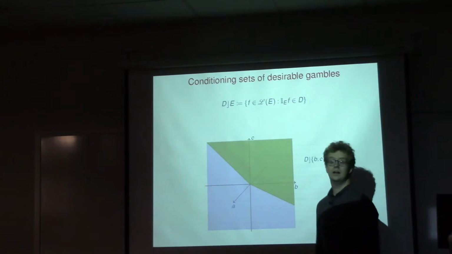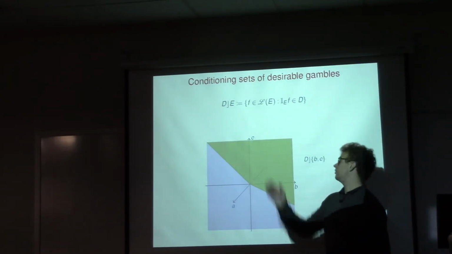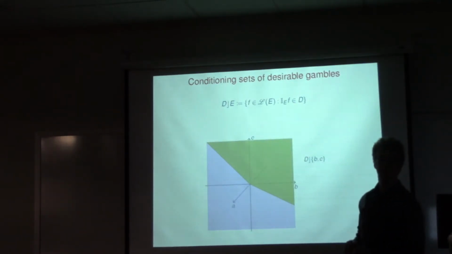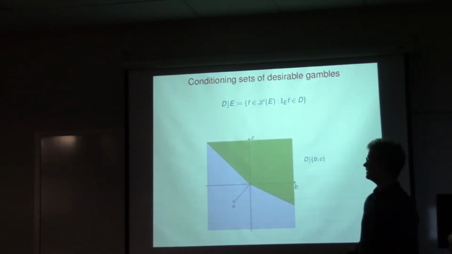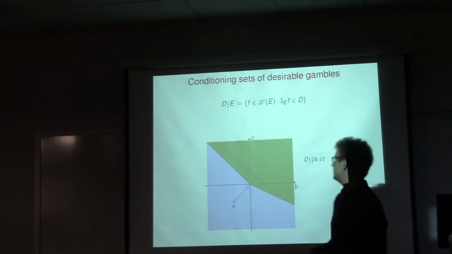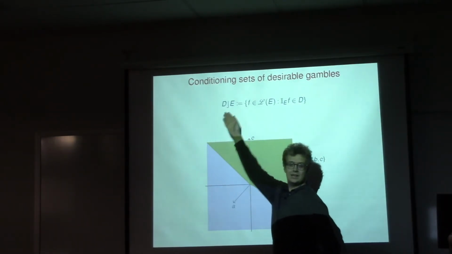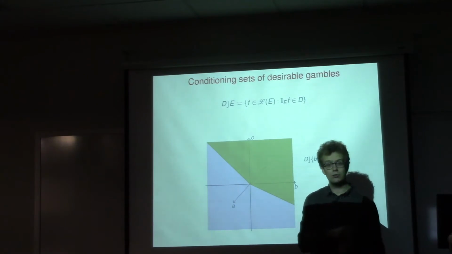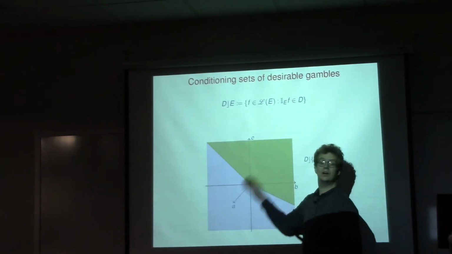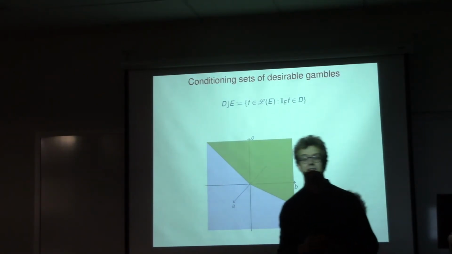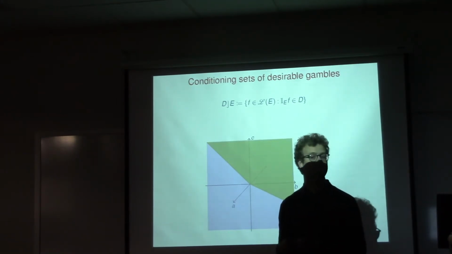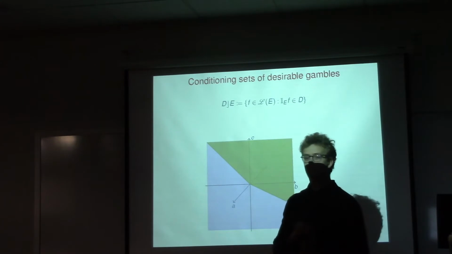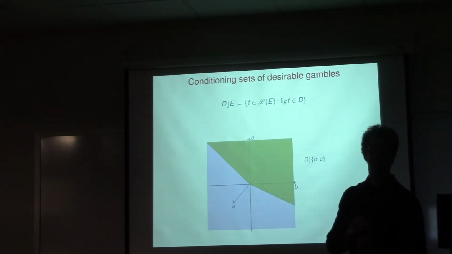And also, of course, it's always well defined. There's no division by 0 or anything, so it's always well defined. And actually, it's always a coherent set of desirable gambles, and that's very easy to see. Because what is it? It's the intersection of a convex cone with a linear space of called-off gambles. And an intersection of a convex cone with a linear space is either empty or a convex cone itself. So the only thing I need to prove is that it's not empty.